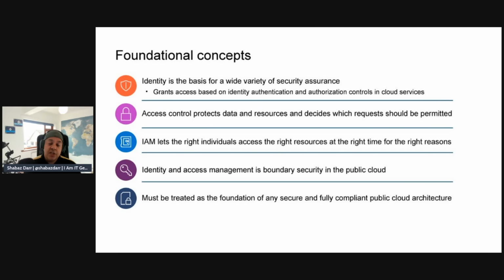IAM is also the new boundary security, and I think I've mentioned this a few times before in many of my different videos. IAM is the new networking as far as I'm concerned. Networking used to be that boundary from an on-premises perspective, but now with public cloud, IAM has taken over that role in my opinion. Networking's still there, but it's more for infrastructure, whereas with PaaS and SaaS services now being so prominent in public cloud as well as IaaS, identity is really the one thing that joins them all together, and is that perimeter. IAM must be treated as the foundation of any secure and fully compliant public cloud architecture.